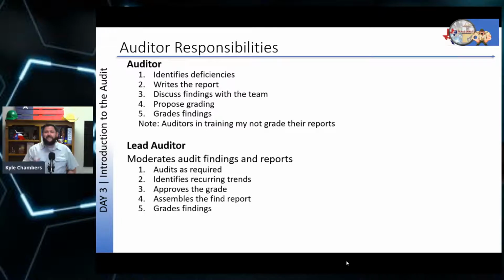Any auditor on the team, including the lead auditor, has to identify deficiencies. At the end of the day, the deficiencies and nonconformances are one of the key outputs of our internal audit process. They're going to assist in writing the report, if not write their own independent report. They're going to discuss findings with the rest of the team. They're going to propose gradings and even grade the findings themselves. Note that with auditors in training, we typically suggest they do not grade any of the findings on the audit report and try to leave that to the lead auditor.